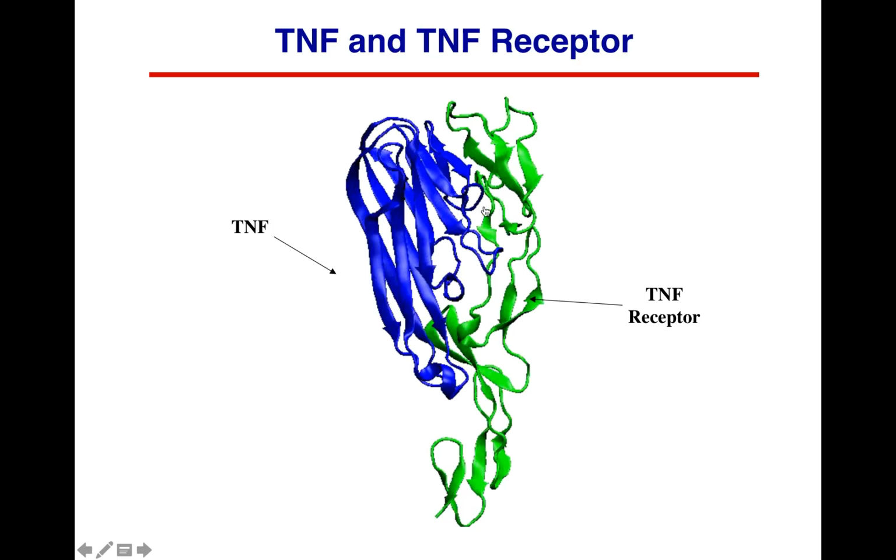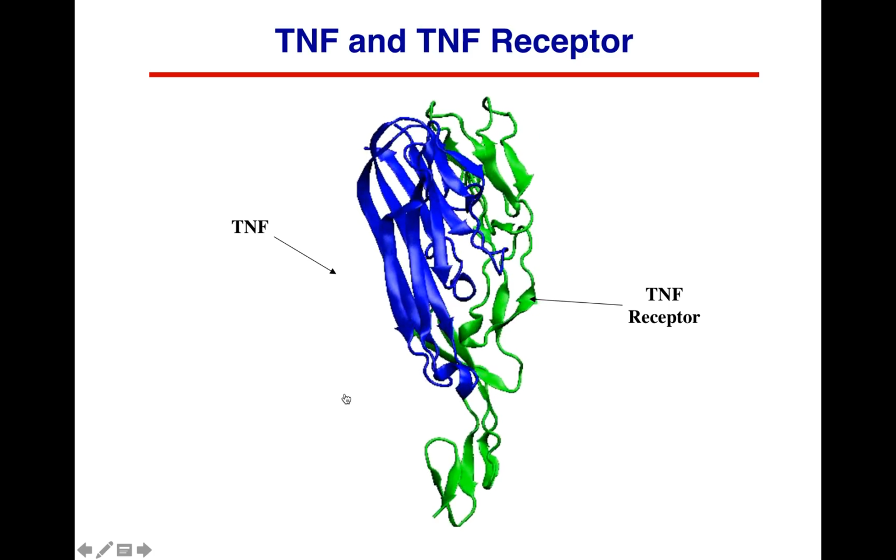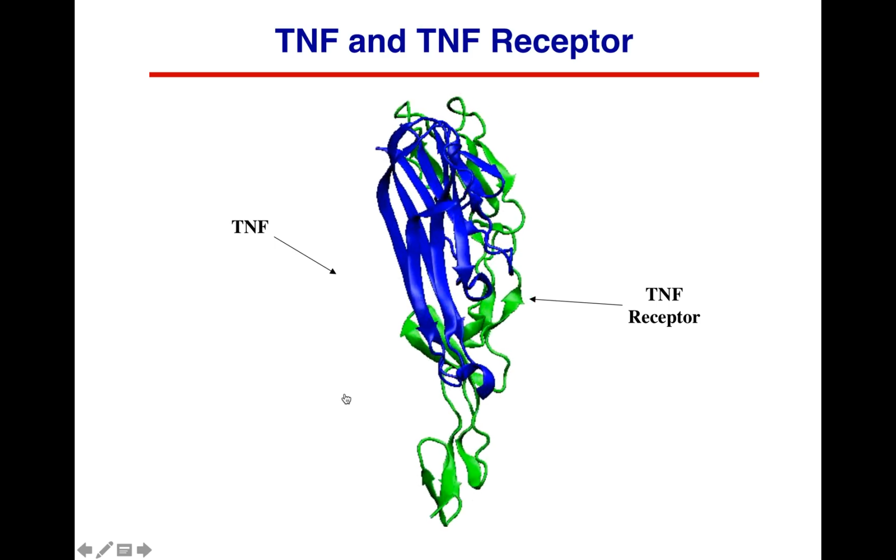Now, this has enabled researchers to think of designing peptides that can mimic this, or small molecules that might mimic this interaction, that might be able to block the effect of TNF, tumor necrosis factor, because it actually interacts with discrete molecular interactions in several places along the receptor. And so that has been an ongoing avenue of research.